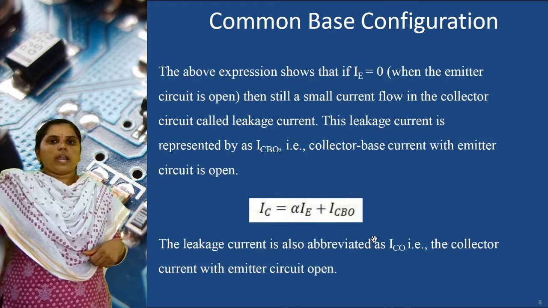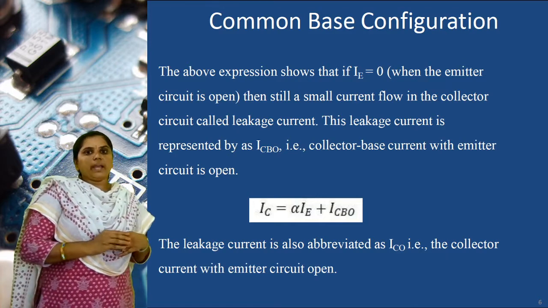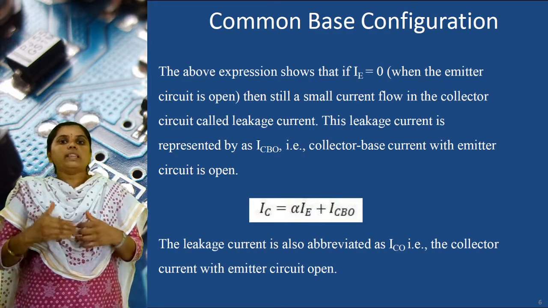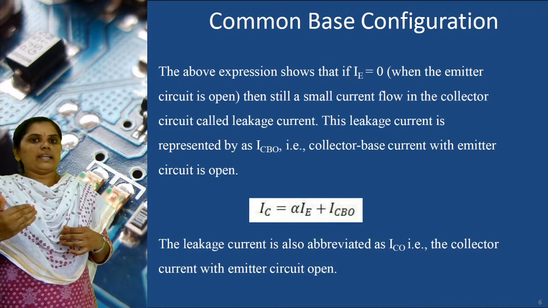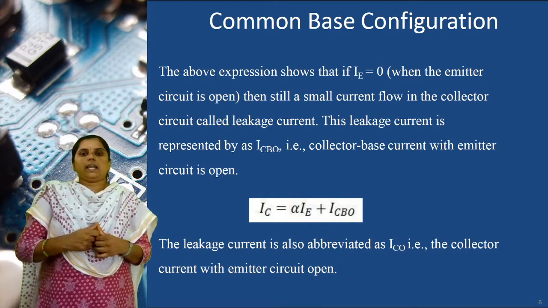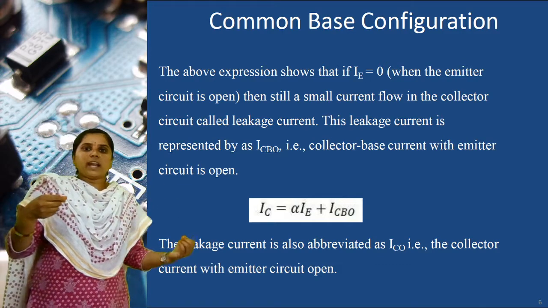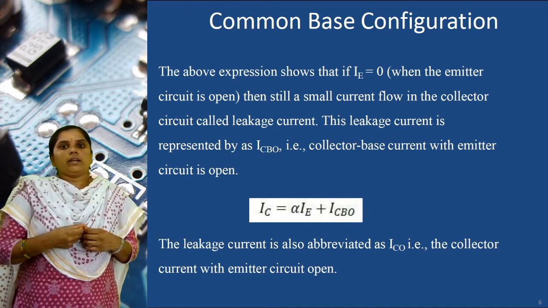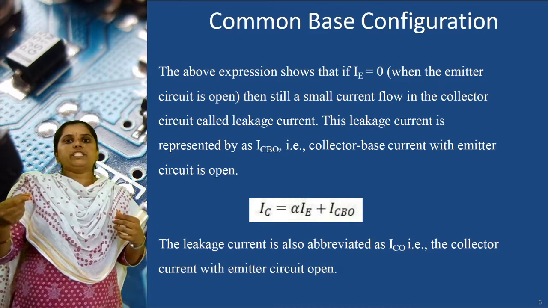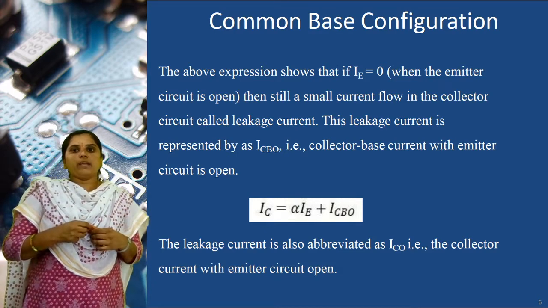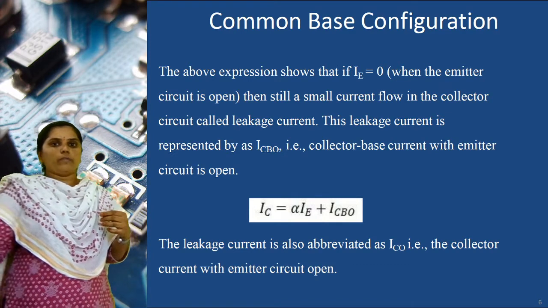Now in the above equation, if the input current is 0, then what happens? If the input current is 0, then still a small current flows in the output circuit, that is the collector circuit, which is called leakage current. How is it possible? If the input current is 0, how can we get the output current? Due to the barrier potential of the junction, a small current flows in the collector circuit, that is the output circuit.